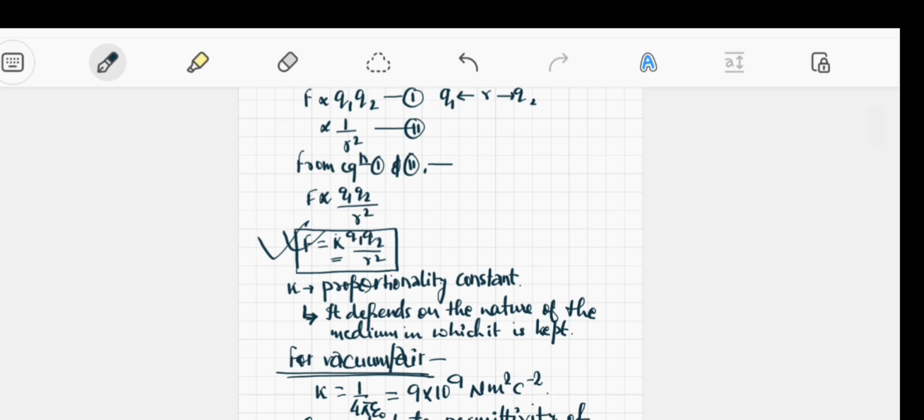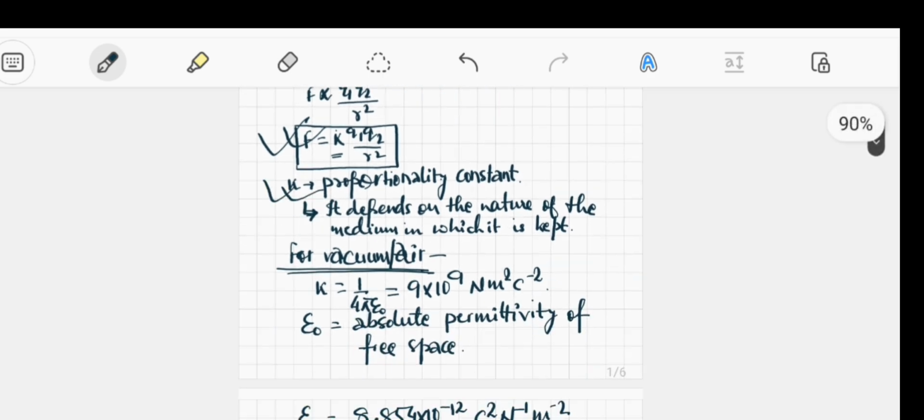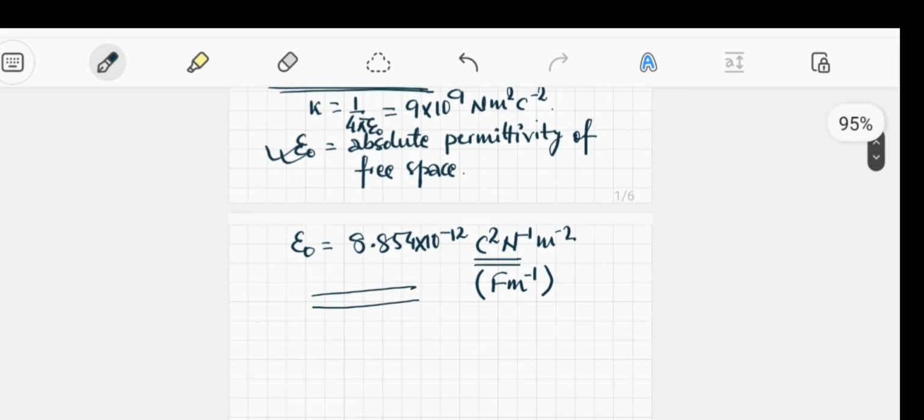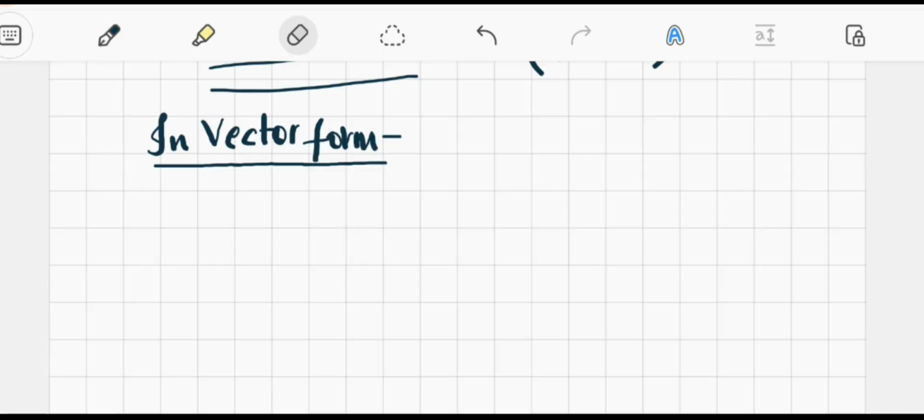Here we have seen what is K. We have also seen what is epsilon naught. So we have seen the values as well. Now we will move into Coulomb's law in vector form. Now students, Coulomb's law in vector form. So how will we discuss it?